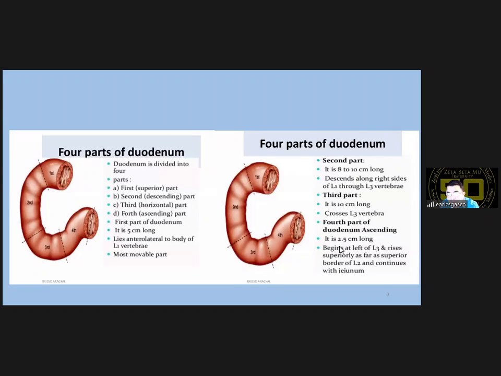Yun ang significance ng relations of the first part of the duodenum. Okay, guys? So posteriorly, pwede mag-bleed ang gastroduodenal artery if mag-ulcer ng posteriorly.